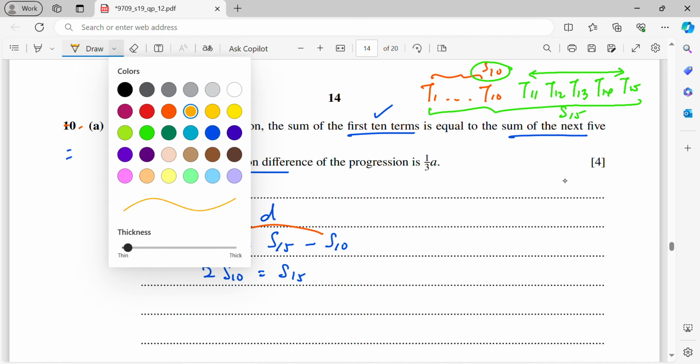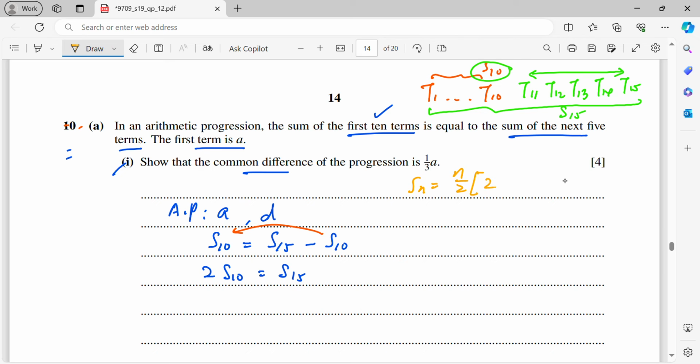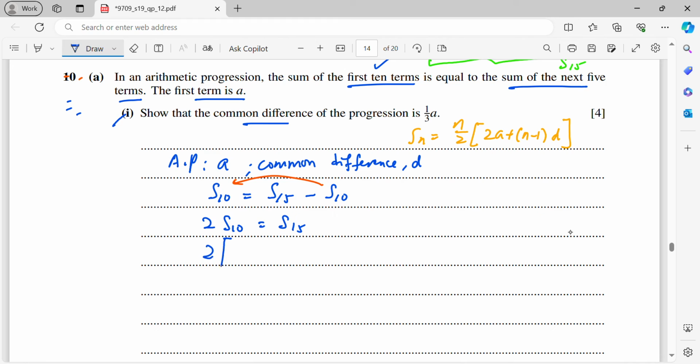And then now for arithmetic progression, Sn is n over 2 bracket 2a plus n minus 1 d, whereby the d is a common difference. Okay, so here I should write common difference d. So now just substitute into the formula. It will be 2 of 10 over 2, then 2a plus n minus 1. N minus 1 is 9. Then d equals to S15, which is 15 over 2, 2a plus 14d.